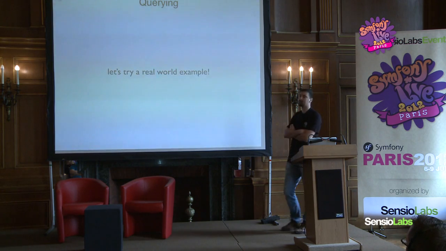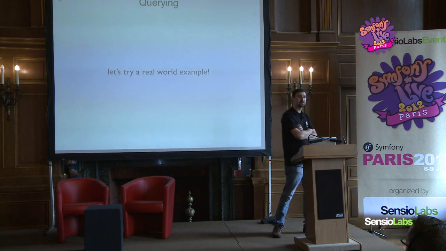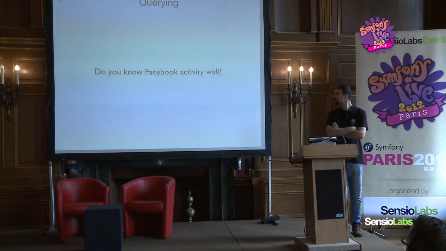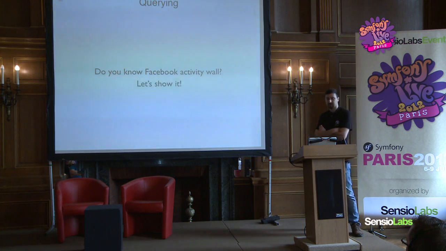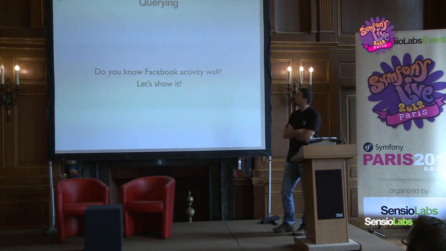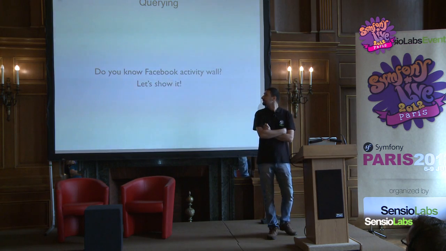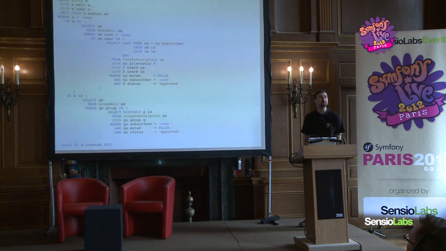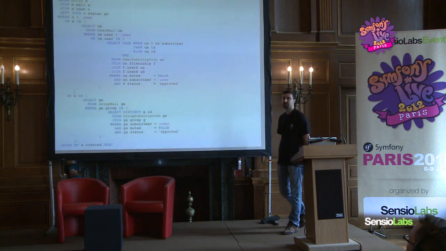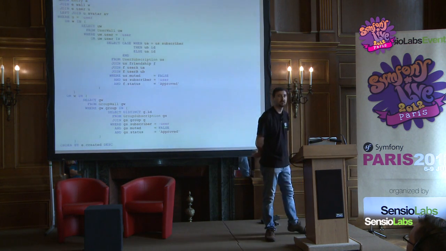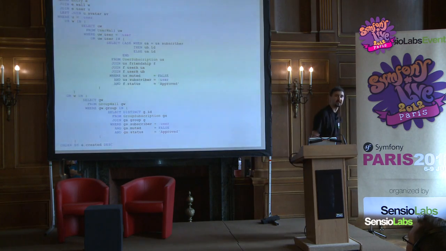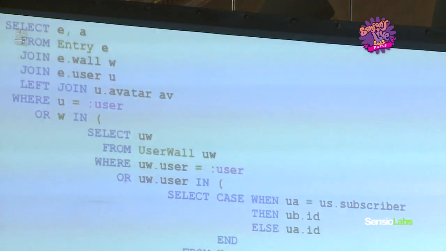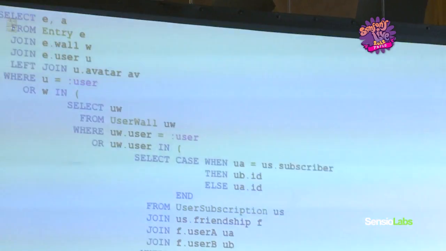So let's try a real-world example. For example, do you know Facebook activity wall? So let's show it. This is the query, as soon as this decides to work. This is the query to fetch the activity wall inside of Facebook, converted to DQL. It's big, yes. It's unperformant, yes. But it does the job.